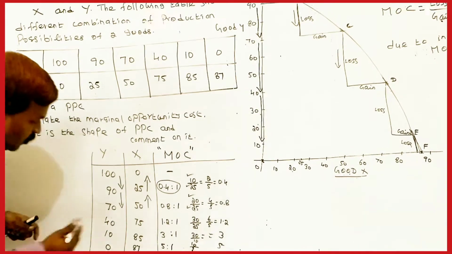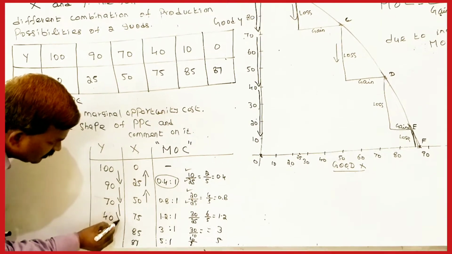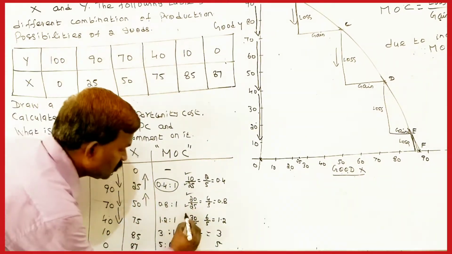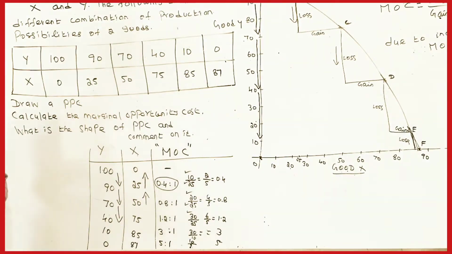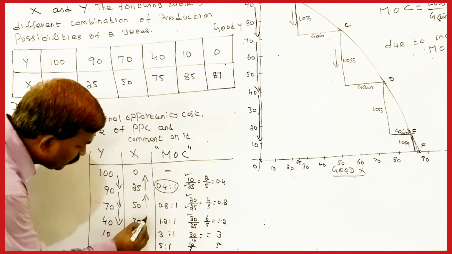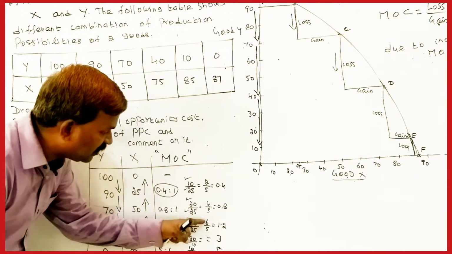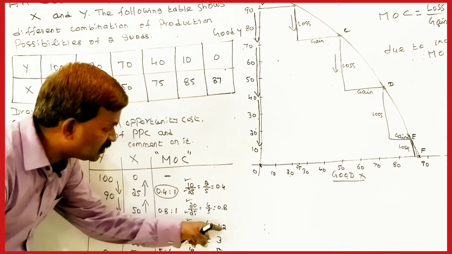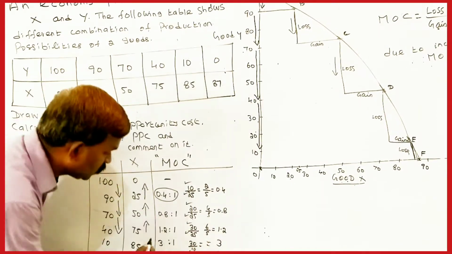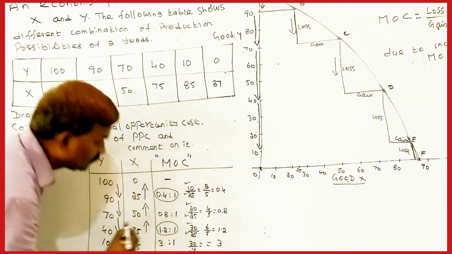Then again the production of good Y further falls from 70 to 40. So 30 is the loss of output of good Y, and the increase in the production of good X is 25. So 30 upon 25, simplify, 6 upon 5 is equal to 1.2. So 1.2 is to 1.